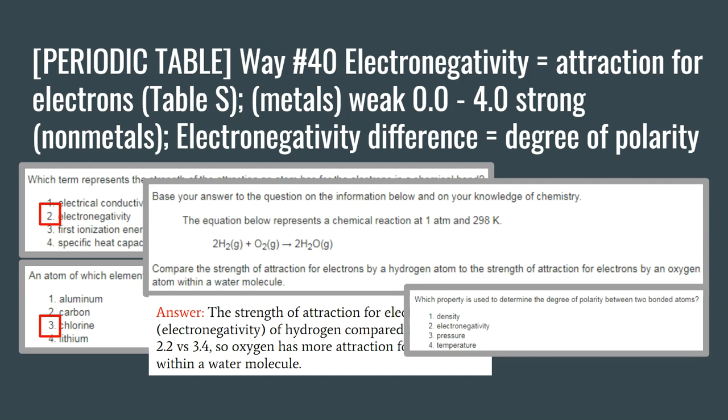If we want to establish how polar a particular bond is, we have to take what's called the electronegativity difference. If the electronegativity difference is great, toward 4, we get what's called an ionic bond. If it's weak, the difference is closer to 0, then we get a non-polar covalent bond. So we need answer choice 2 as our answer.